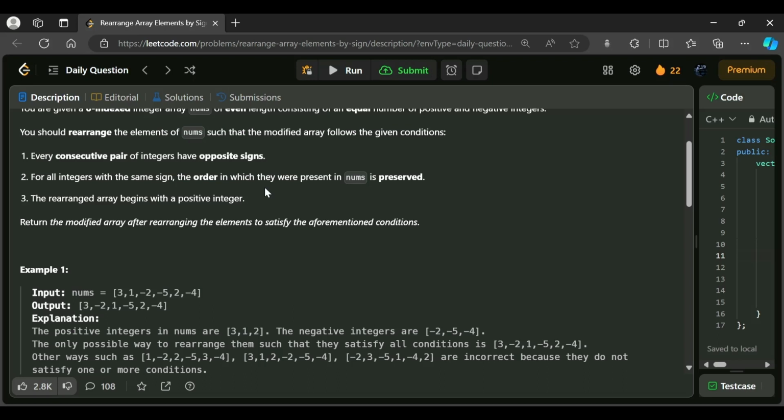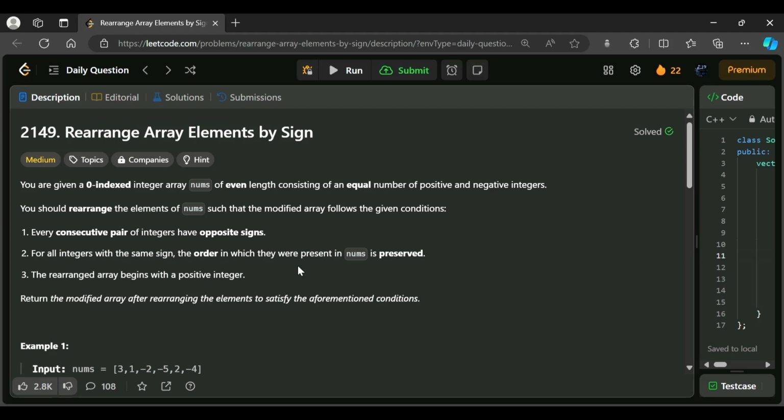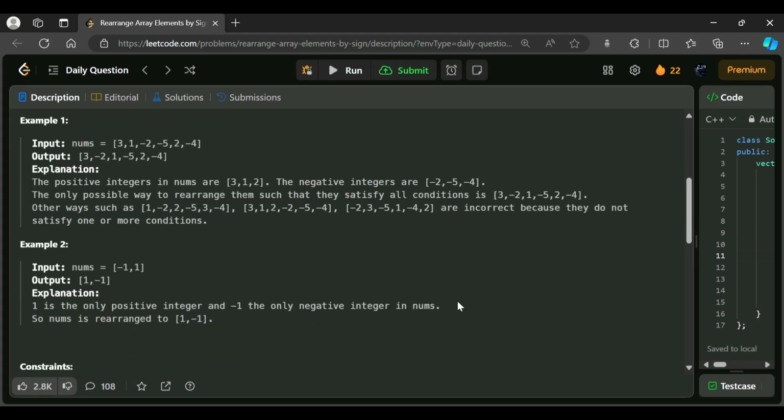The third condition is that the rearranged array begins with a positive integer. The array always begins with a positive number, right? Return the modified array after rearranging the elements to satisfy these conditions. Okay, so example one: nums is given, and the answer you can see here. Here 3, 1, minus 2, minus 5, 2, and minus 4 is given, right?